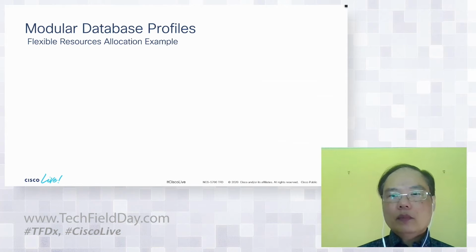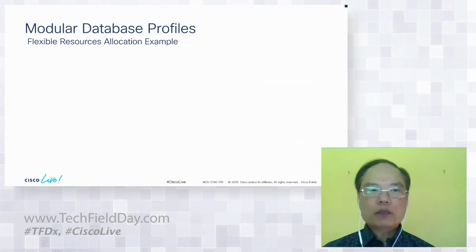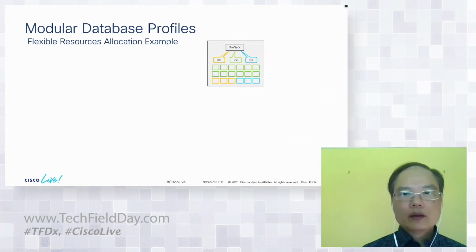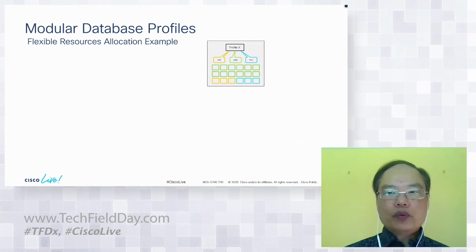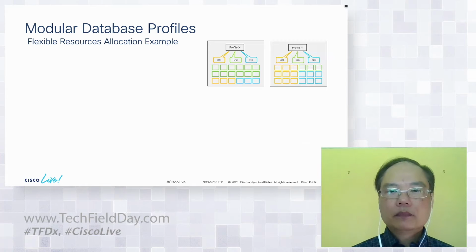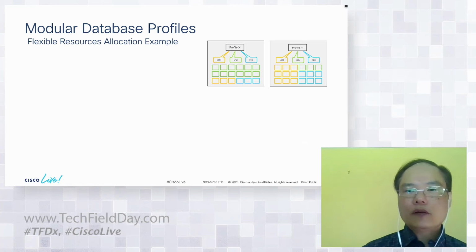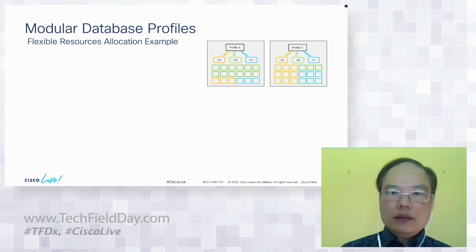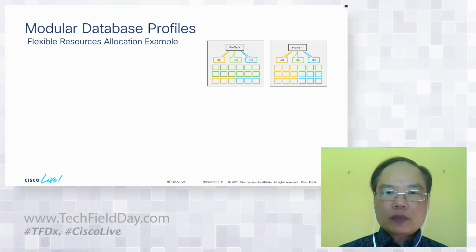Let's illustrate the modular database concept with examples. This is an example of profile X, which requires more allocation of LPM. This is another example, profile Y, which requires more allocation of LEM. But you can see the allocation is from the same pool of resources. They're not fixed in their carving. So it gives us a lot of flexibility.